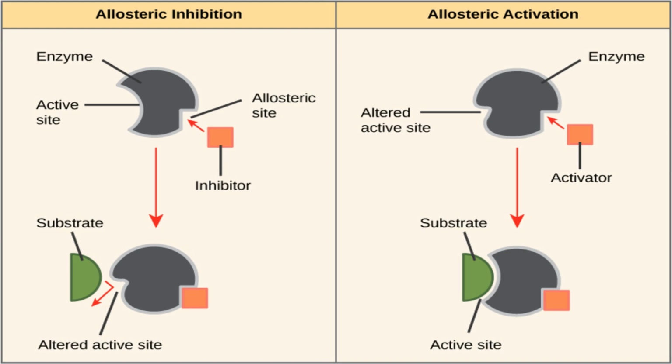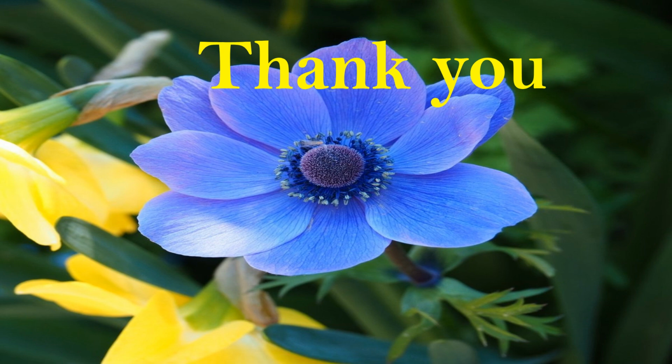Aspartate transcarbamylase, or ATCase, is a typical allosteric enzyme. It catalyzes the first step in the biosynthesis of pyrimidines. ATCase is activated by ATP and inhibited by CTP. The enzyme contains a regulatory subunit for effector binding and a catalytic subunit with the active site.